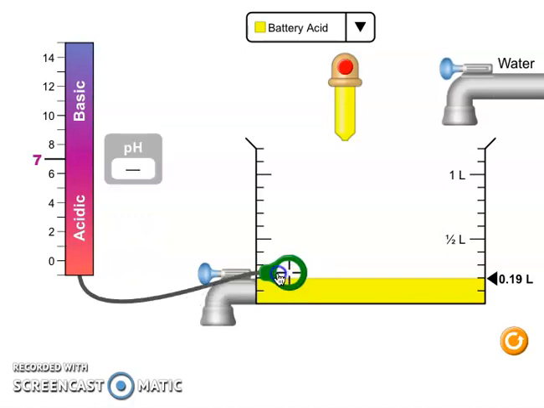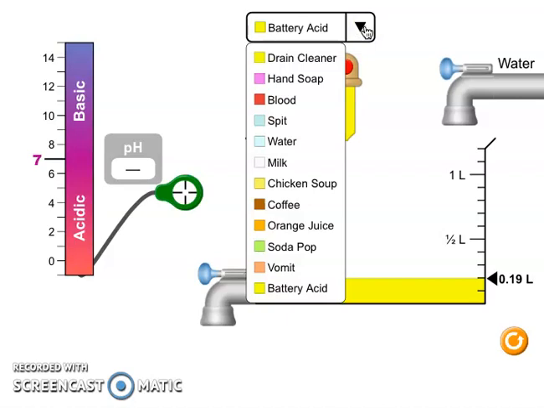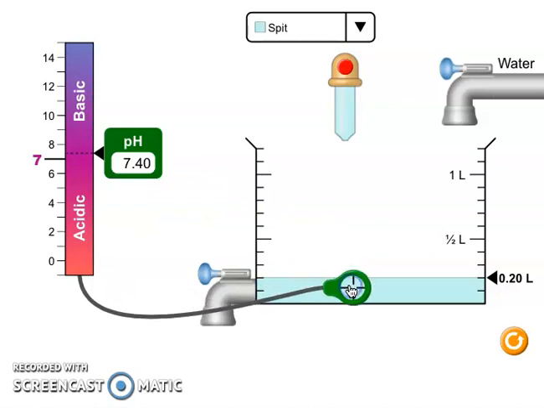Now if you've gotten a chance to play with the PhET activity, you might have tried the other weird and wonderful things in there, like milk, like chicken soup, like spit. Good times. We're doing it with an animation, rather than spitting in our class, although maybe we will. So spit is ever so slightly alkaline, ever so slightly basic. So very weak acid, very weak base, which is why if you, God forbid, spit on someone, you don't burn their skin.